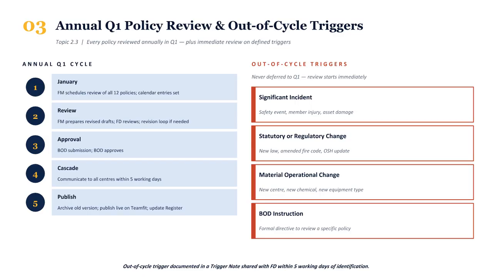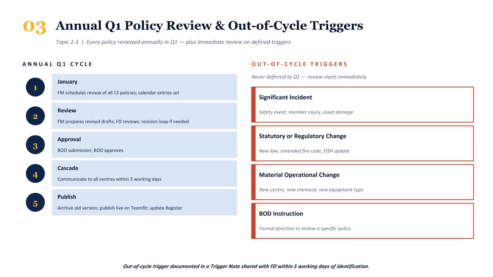That's the annual rhythm. But, and this is critical, not every policy review can wait for January. There are 4 out-of-cycle triggers that demand an immediate review. First, a significant incident, a safety event, a member injury, or material asset damage. Second, a statutory or regulatory change, a new law, an amended fire code, an OSH update. Third, a material operational change, a new center coming online, a new chemical being introduced, a new category of equipment.